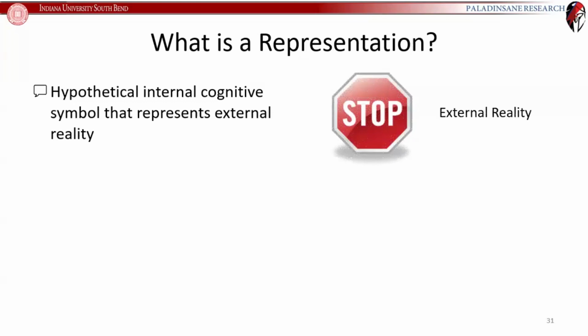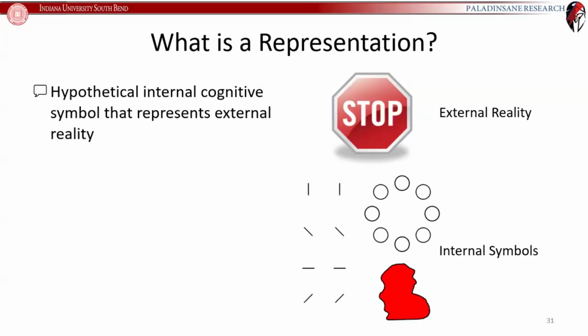So a stop sign, that could be external reality, right? So stop signs exist in the real world. You might represent that stop sign using internal symbols in your mind, such as lines, locations, and colors, right? So that is the external reality, what's outside. Your internal cognitive symbols, that is your representation. So internally, that is what a stop sign is to you. Externally, that's the reality of the stop sign.